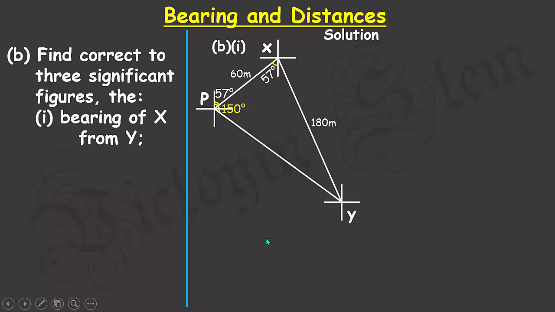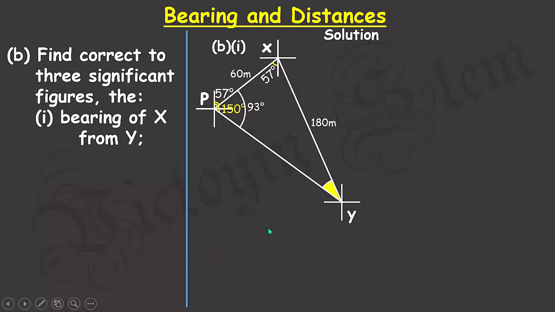Now to solve the second part of the question, finding the bearing of X from Y, I need to find some important information that revolves around P. First, I need to find angle P, and it's pretty easy. I already have the bearing of Y from P to be 150 degrees, and the bearing of X from P to be 57. Once I find the difference, 150 minus 57 is 93 degrees. So angle P is 93 degrees. Is that clear? So 150 minus 57 is 93 degrees. I'm making progress. Now I'll extract this point P.